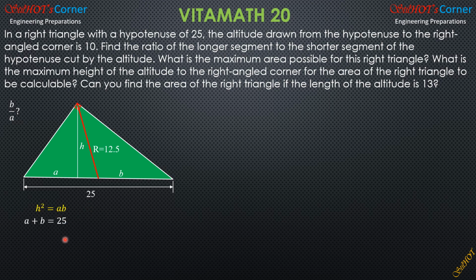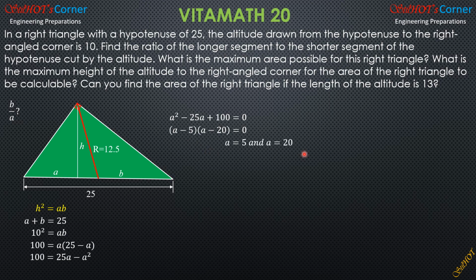Substitute into this equation with h 10. So 10 squared equals a times b, and b is 25 minus a. So 100 equals a times 25 minus a, expanding 100 equals 25a minus a square, rearranging a square minus 25a plus 100 equals 0, which can be factored into a minus 5 times a minus 20 equals 0. So since a is shorter, the other value of a, which is 20, that should be b. So a is 5 and a is 20 supposedly, but with our designation here, we'll just take a is 5 because the other value of a is supposedly b, 25 minus 5, so it's 20. Therefore, when a is 5, then b is 20, and b over a, 20 over 5, is 4.